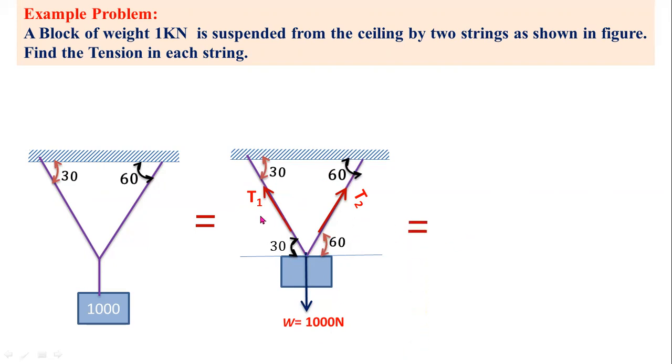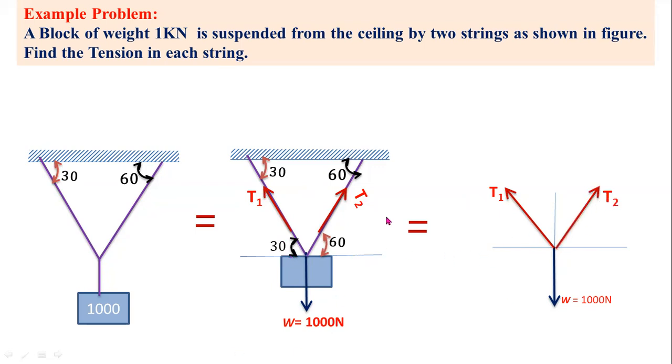You have to consider only the force diagram. So this is the reference horizontal and vertical axis. You have to consider this vertical load W equal to 1000 newtons as it is, vertical downwards. After that, you have to consider this tension T1. This tension T1 makes an angle 30 degrees with respect to horizontal. Now you have to consider this tension T2.